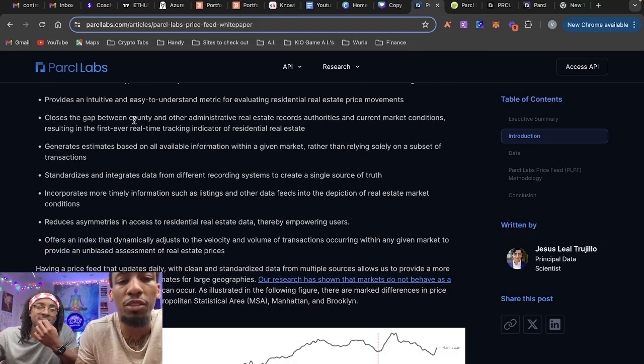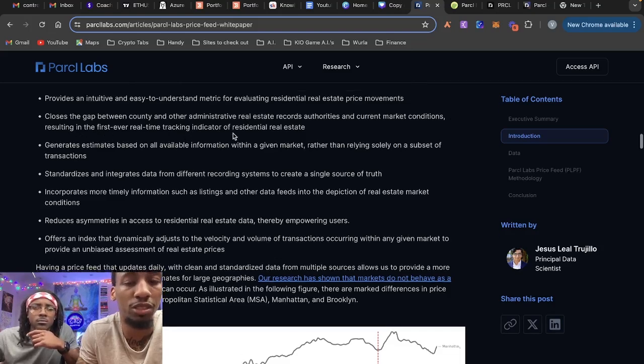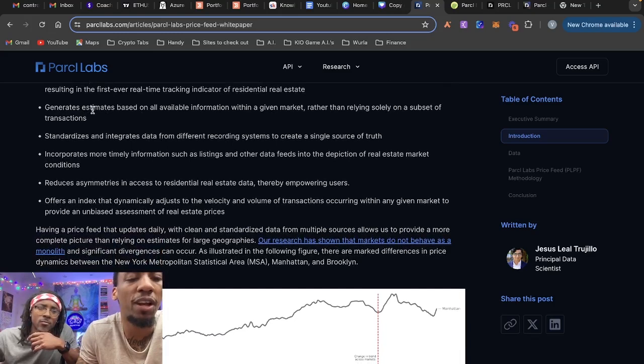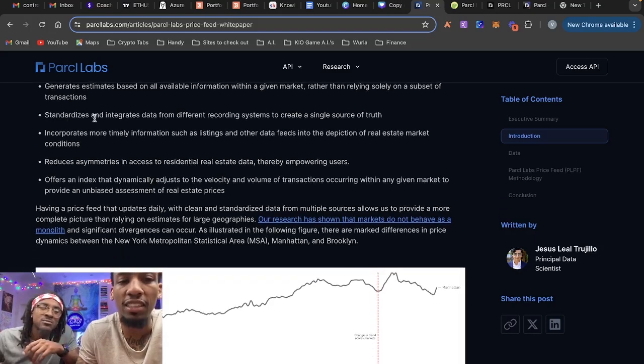They close the gap between county and other administrative real estate records, authorities, and current market conditions, resulting in the first ever real-time tracking indicator of residential real estate. They generate estimates based on all available information within a given market, rather than relying solely on a subset of transactions. They standardize and integrate data from different recording systems to create a single source of truth. They incorporate more timely information, such as listings and other data feeds, into the depiction of real estate market conditions.